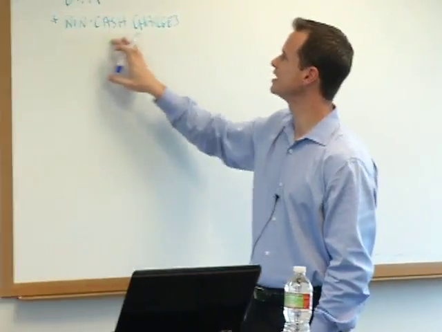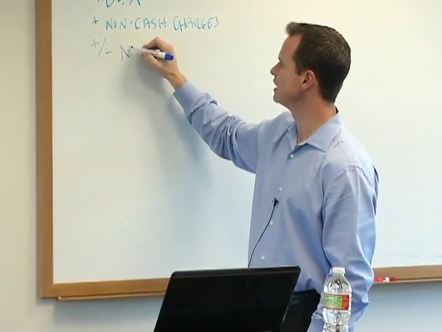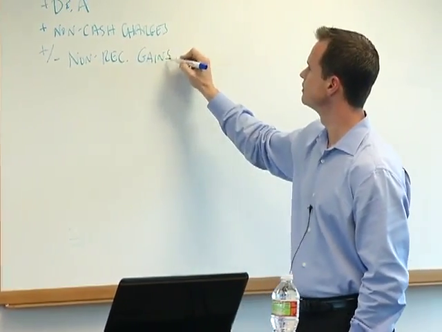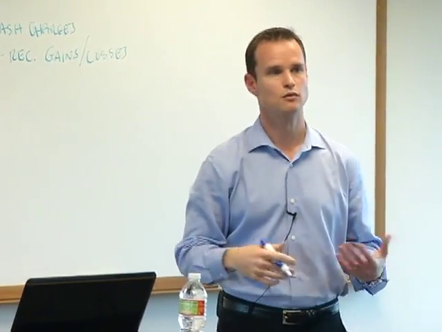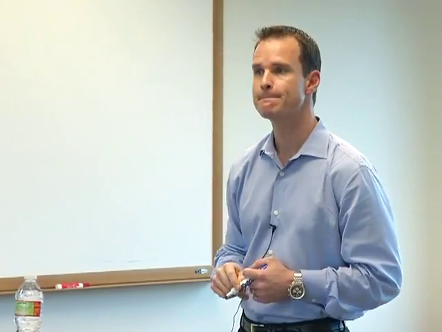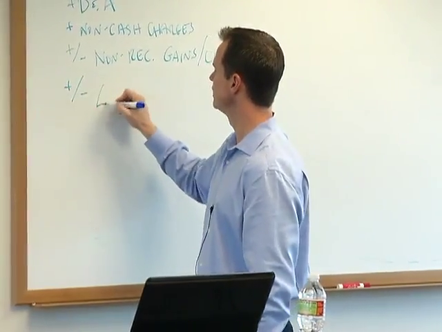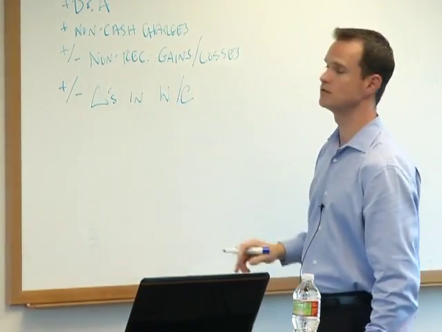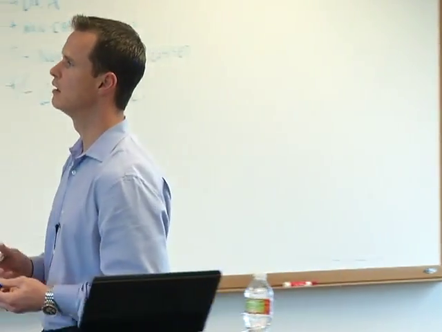Okay, you might see other non-cash charges during the year. You might see plus or minus any non-recurring gains or losses, non-cash gains or losses on sales of assets or what have you. You'll typically then see plus or minus something called changes in working capital accounts. Changes in receivables, changes in inventory, etc. during the year.